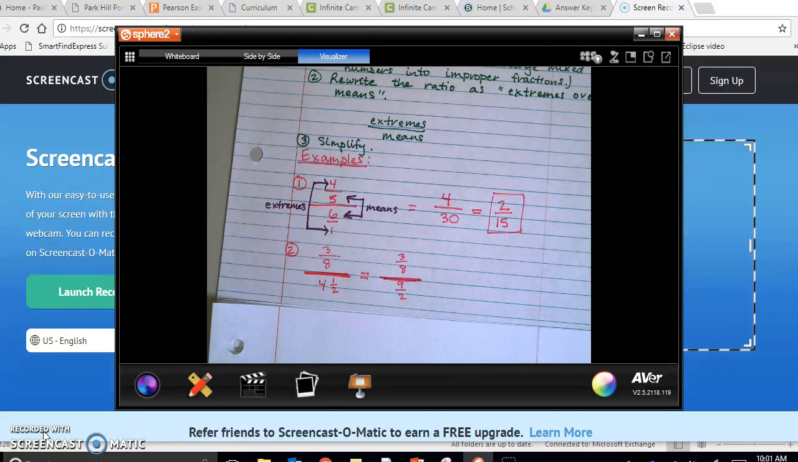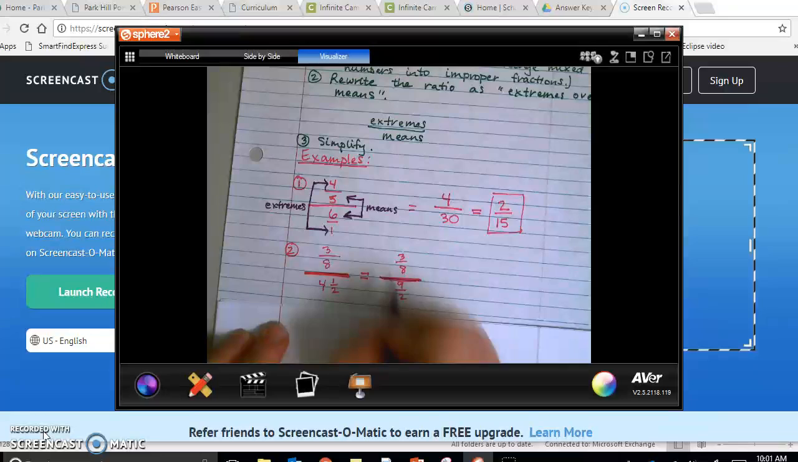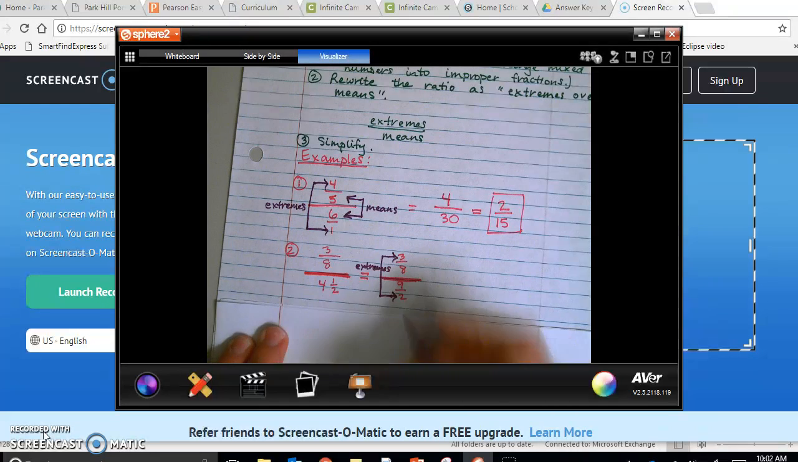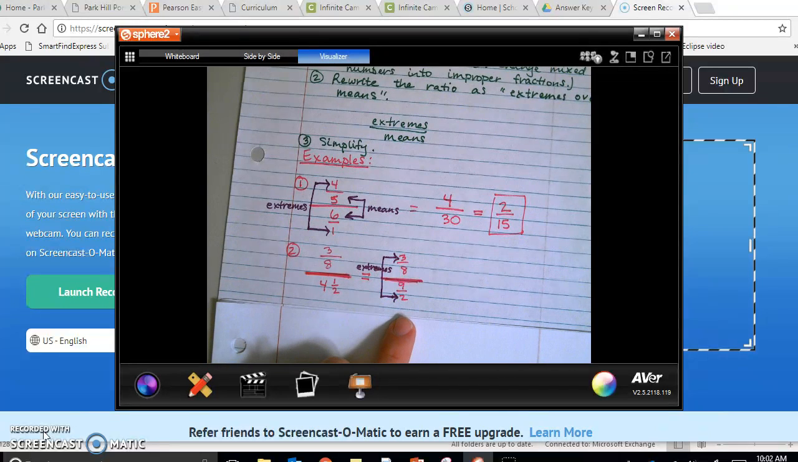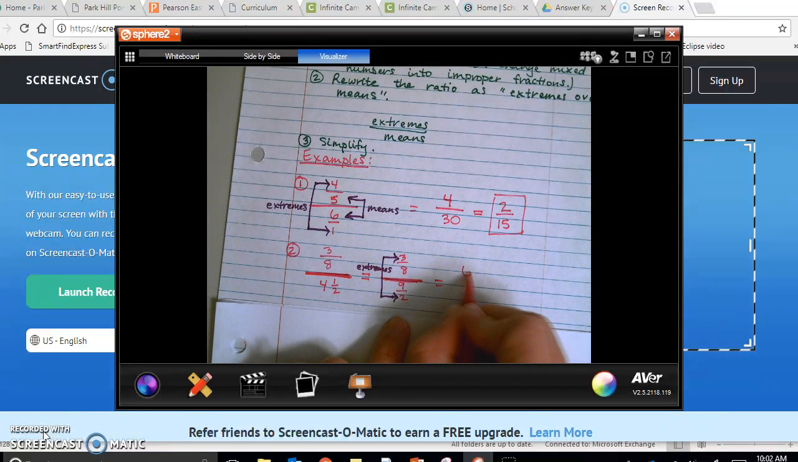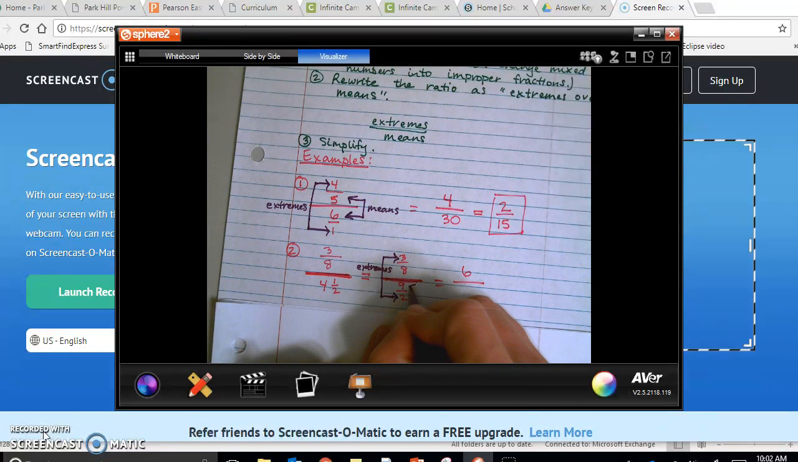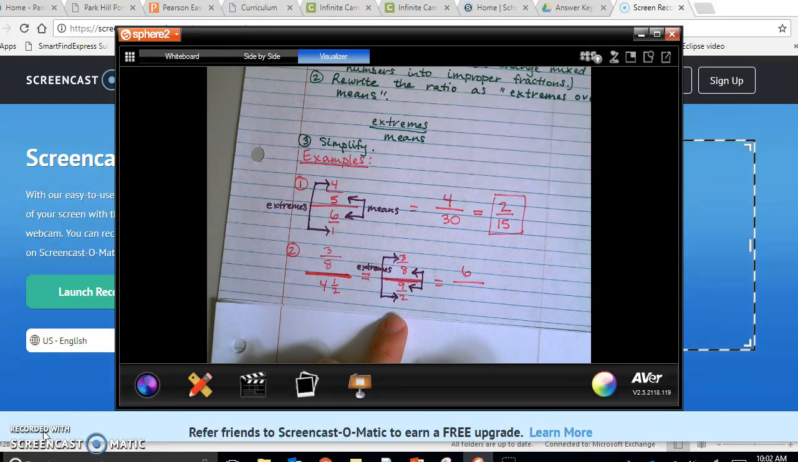Let's figure out which is which. Remember, my extremes are the numbers that are farthest away from my division sign. So those are my extremes. I'm going to take those two numbers and multiply them. 3 times 2 is 6. And now I'm going to identify my means and multiply them. 8 times 9 is 72. So I have extremes over means. Now I can simplify or reduce to lowest terms.